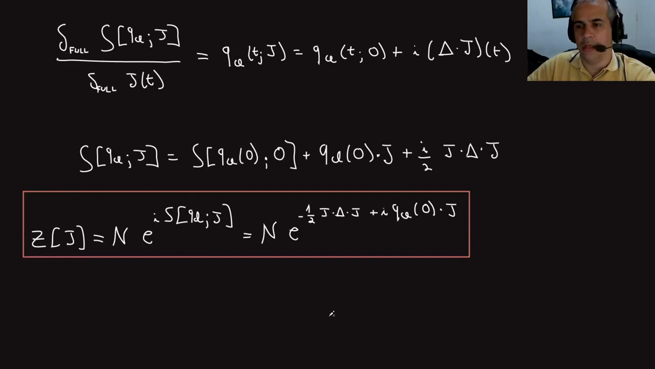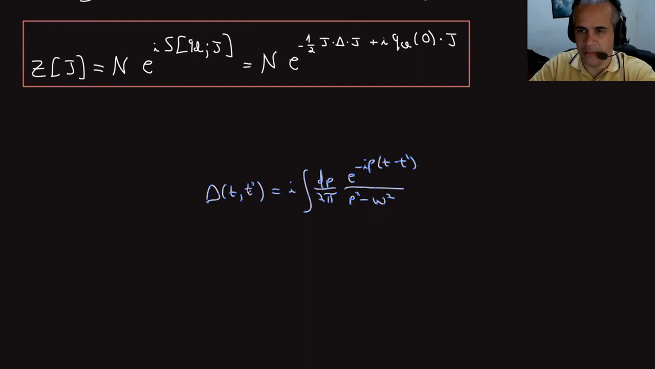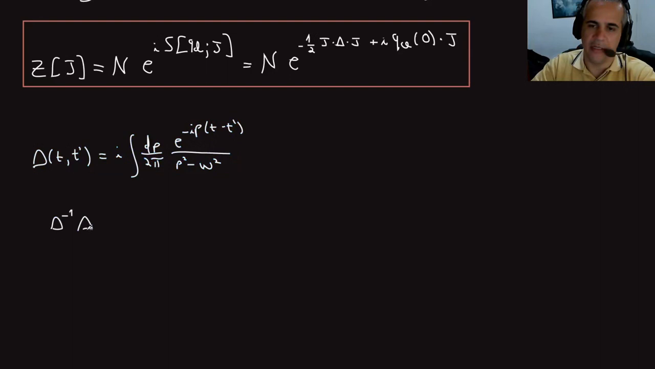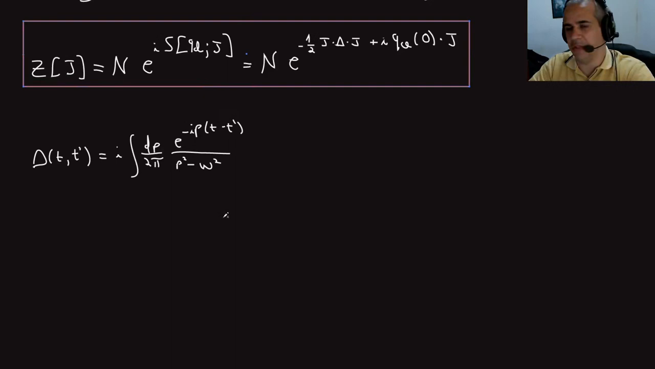If you remember well, what we had before is that I found sort of an inverse function for delta minus 1, which was this. I actually proved that delta minus 1 applied to this function is delta of t minus t prime, which makes it the Green function of delta minus 1. But there's this singularity, right? Let's solve the singularity for now, and we will understand this prescription soon.